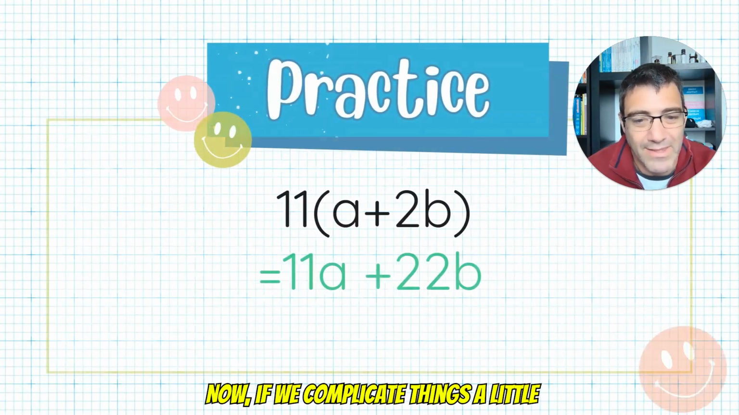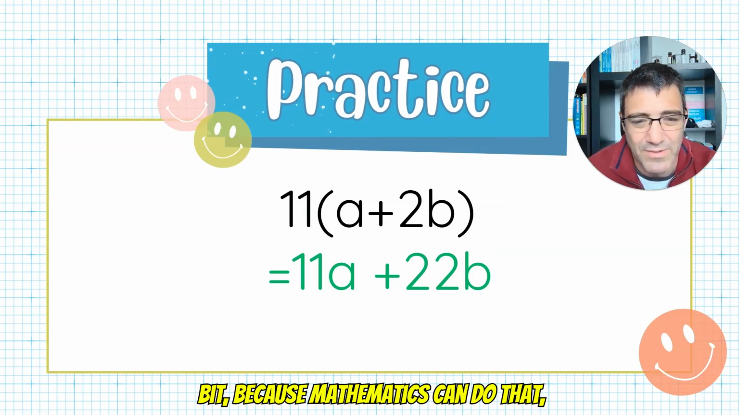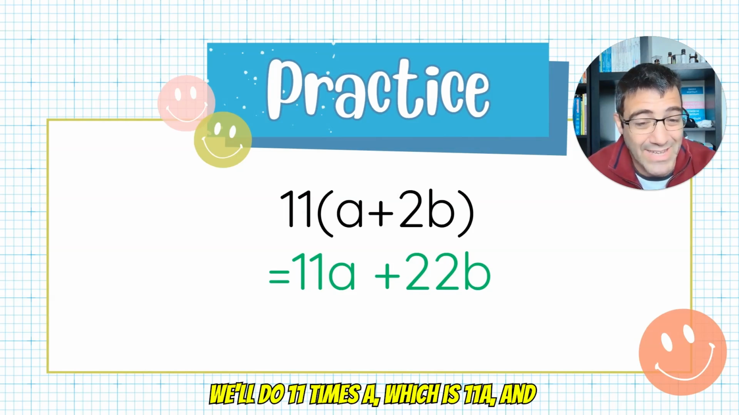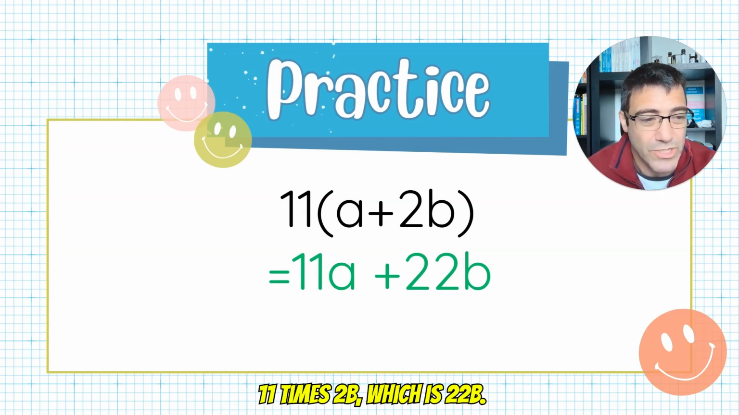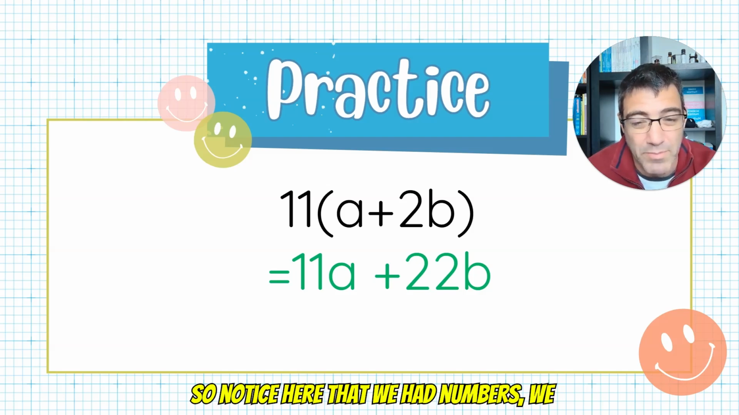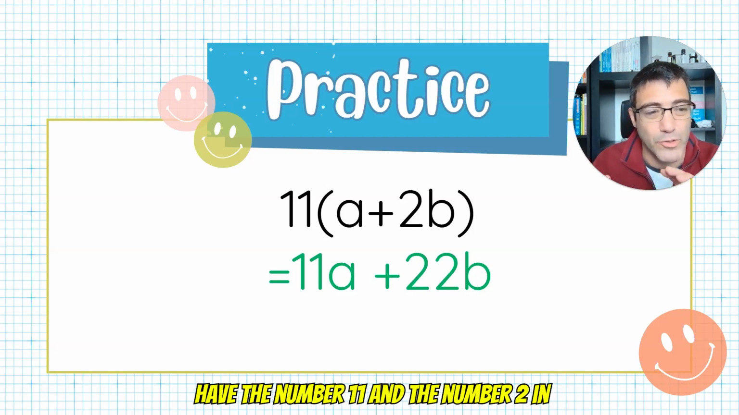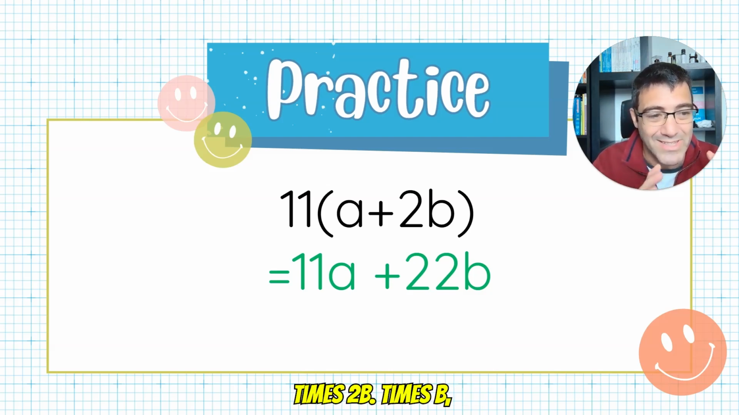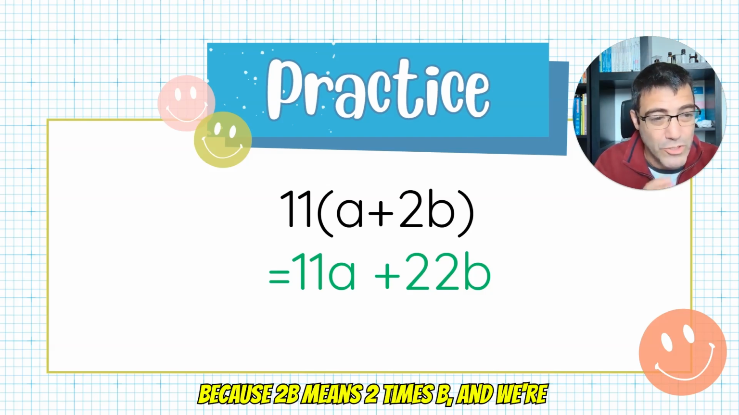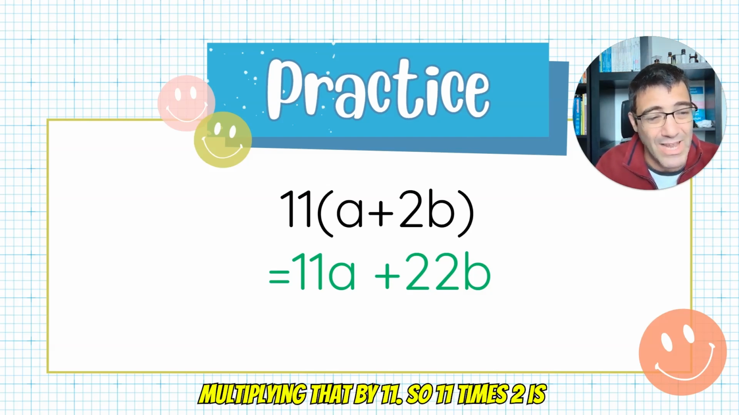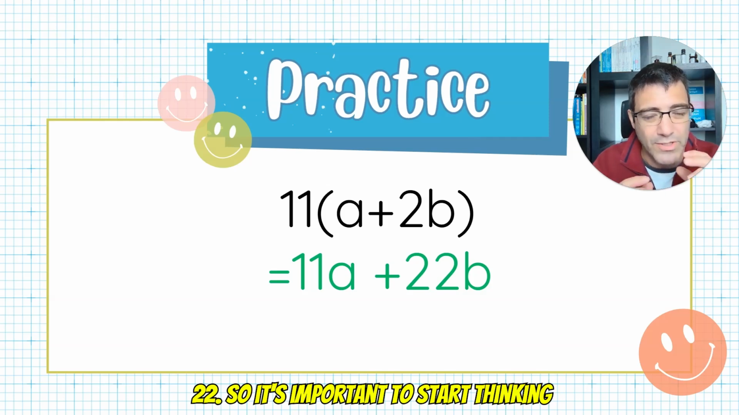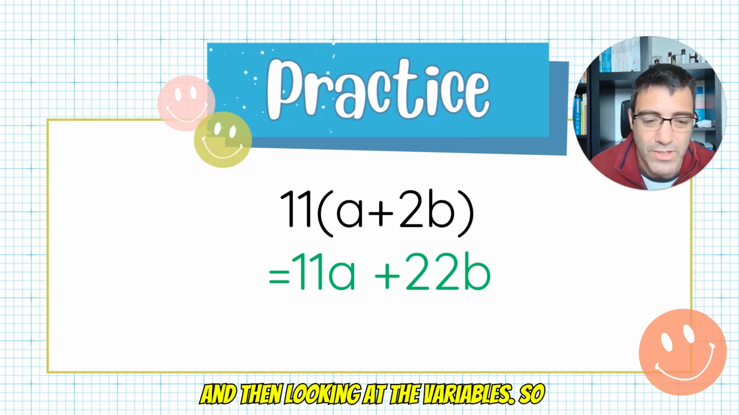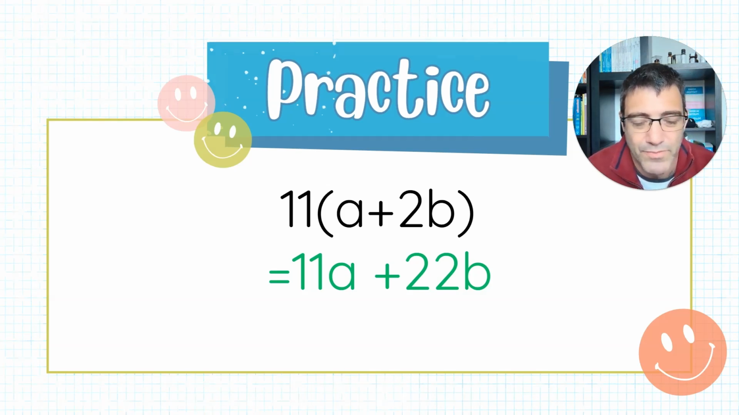Now, if we complicate things a little bit, because mathematics can do that, what if you had 11 times a plus 2b? Well, we'll do 11 times a, which is 11a, and 11 times 2b, which is 22b. So notice here that we had numbers: the number 11 and the number 2 in front of b. So we'll do 11 times 2 times b, because 2b means 2 times b, and we're multiplying that by 11. So 11 times 2 is 22. It's important to start thinking about doing the numbers in front first and then looking at the variables. So here we're looking at 11 times 2 first.